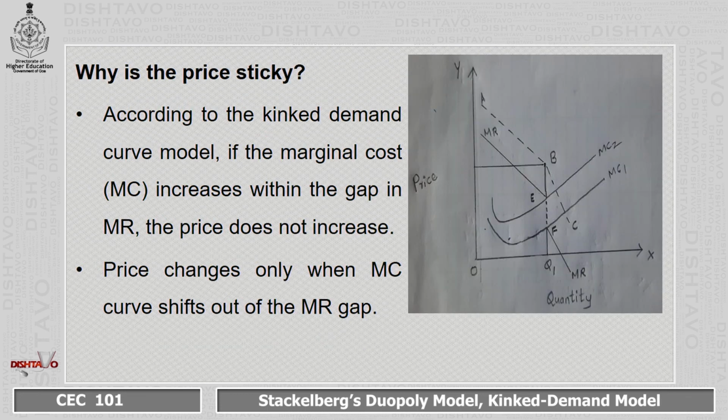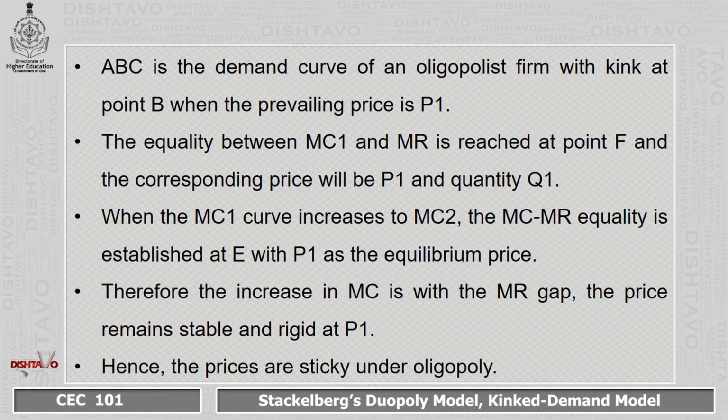Now let us understand why there is price stickiness in the kinked demand curve model. If the marginal cost curve increases within the gap in the MR, the price does not increase. So the price changes only when the MC curve shifts out of the MR gap. ABC is the demand curve of an oligopolistic firm with a kink at point B when the prevailing price is P1.